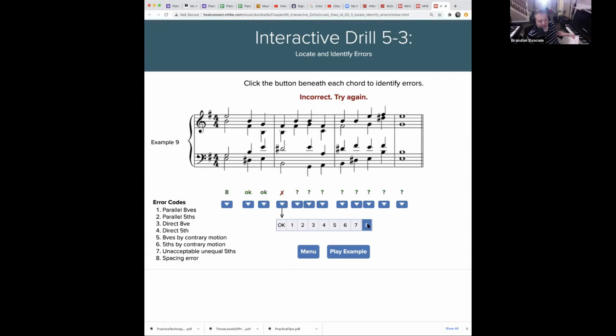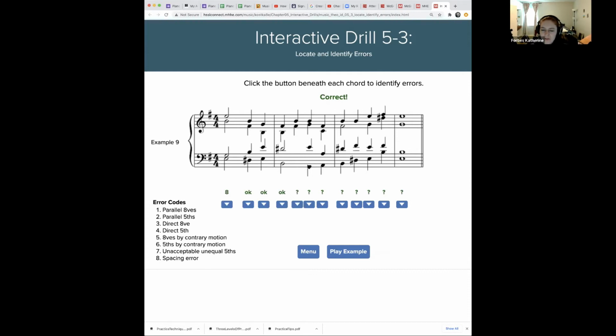I thought it was hidden octave, but the bass doesn't move. Is that a no-no? Nope. Is it okay? Ooh, let's try it. It is okay. Next.